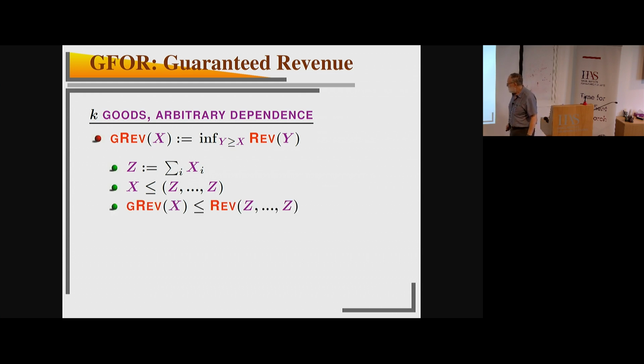Which means that the GREV of x, which is the worst that can happen, is less than the revenue of ZZZ. Because that's one of the instances here of y bigger than x. If the valuation of the buyer is not x, but rather ZZZZ, which is bigger than x, then you can get no more than that. So GREV is at most this, right? I'm saying trivial things. If you don't follow, then you have to follow.